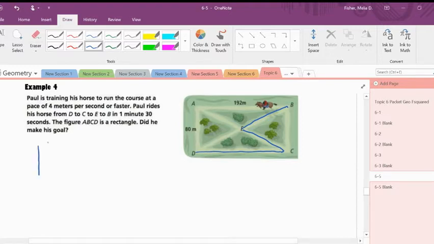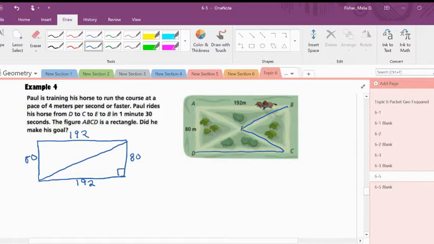If we look at our rectangle, here are the things that we know. This is 192, this is 80. We could also say that this is 192 and this is 80. If I create a triangle with one of the diagonals, I know that I can use a squared plus b squared to find that diagonal. So 80 squared plus 192 squared equals c squared.